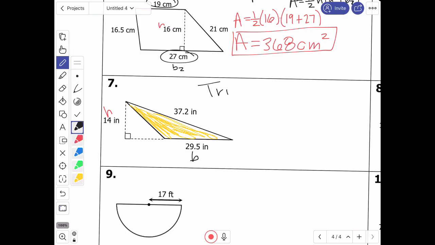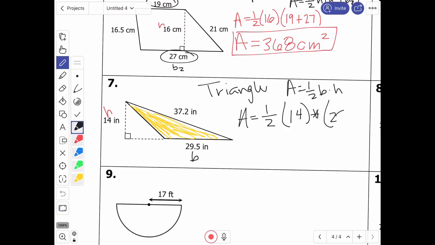So again, triangle. And the area is 1/2 times base times height. And so I'm going to take half of 14 times 29.5 to get 206.5 inches squared.